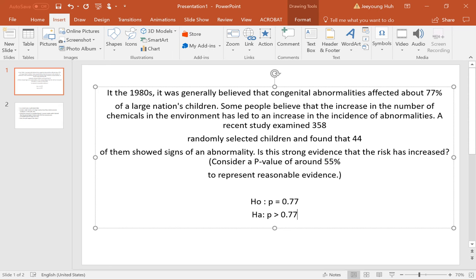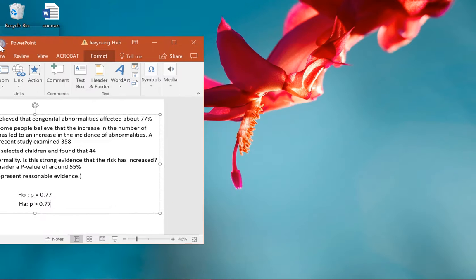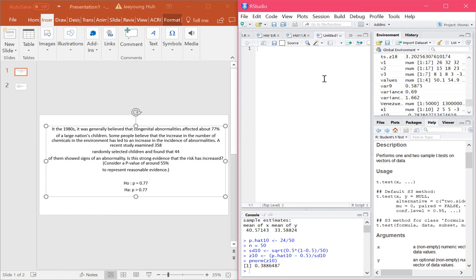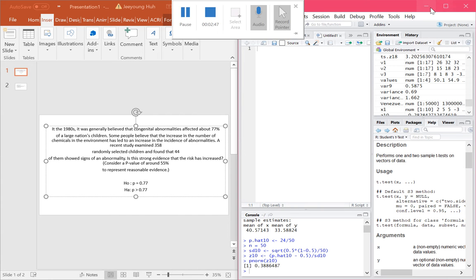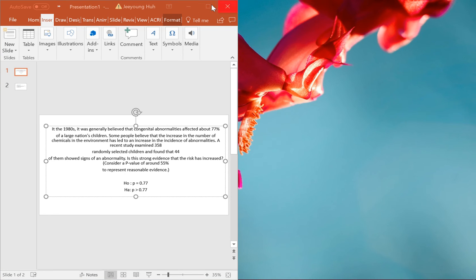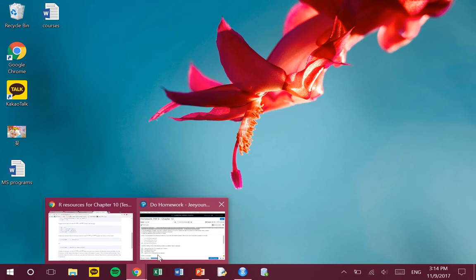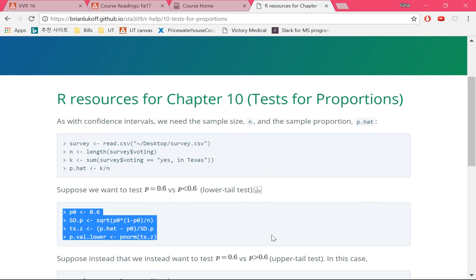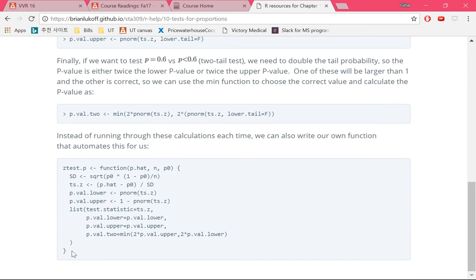Okay, so now that we've gotten these, I'll go through how we find the test statistic and p-value. In your R help page, there's a really good function that we can use. There are two ways to do this. There's a step-by-step way, and then there's this really big chunk of function that we can use to find, in one step, all of the things that we need.